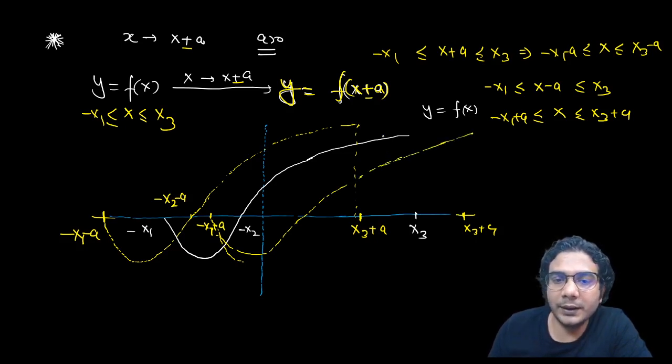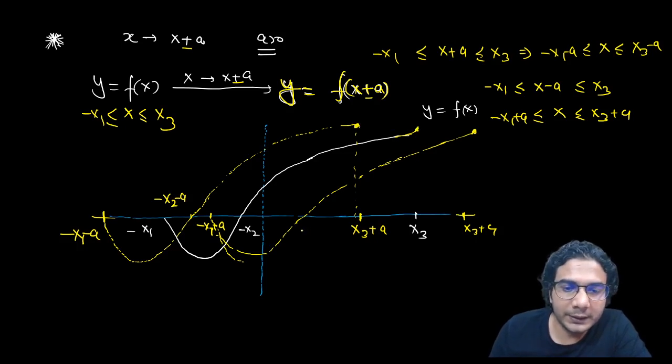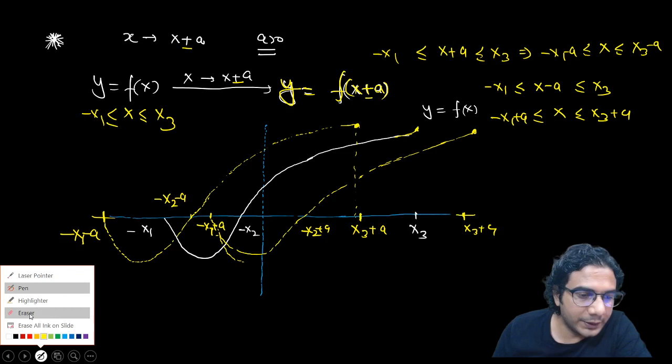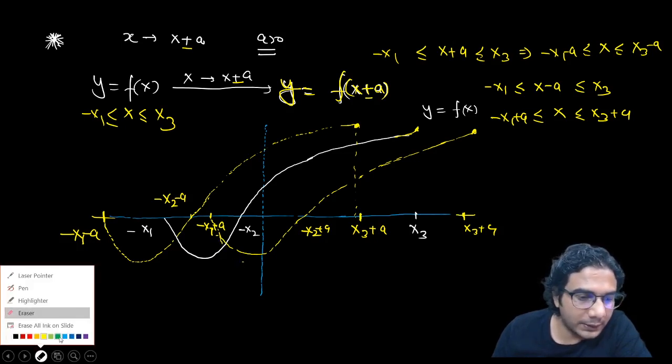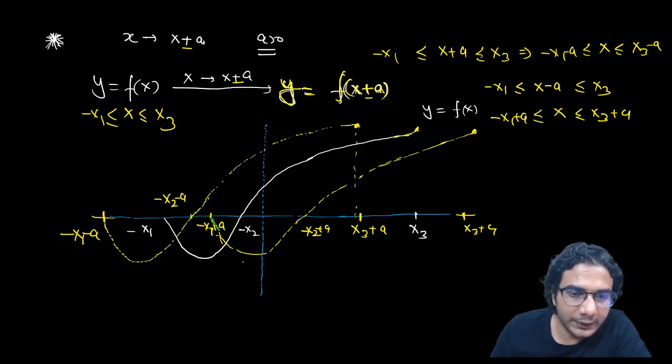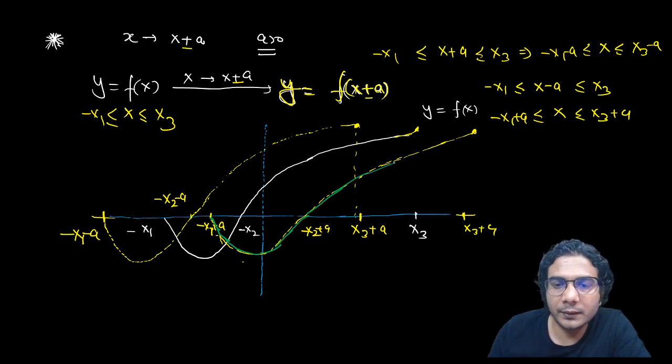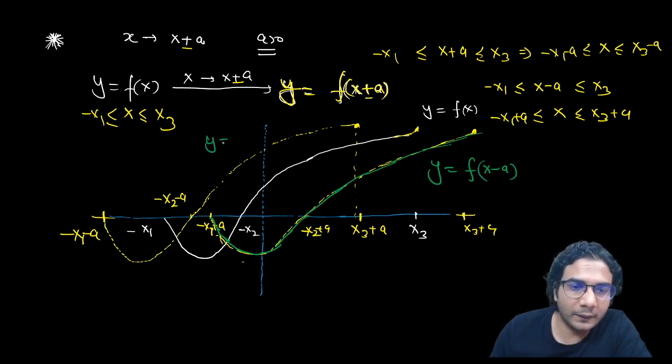Finally you reach the same height. These three points will be at the same height, same y coordinate. This is minus x2 plus a. So I hope you have got it. Let me change the color of this third one. Let's take green color. This is the graph of y is equal to f of x minus a, and this is the graph of y is equal to f of x plus a.